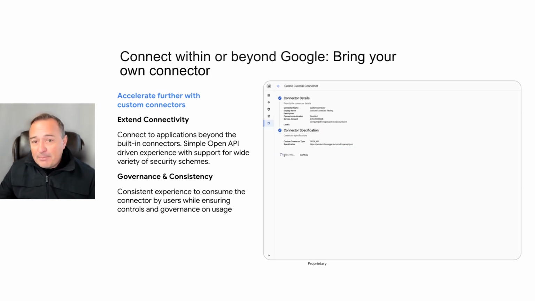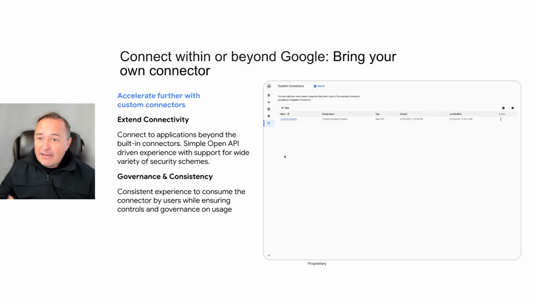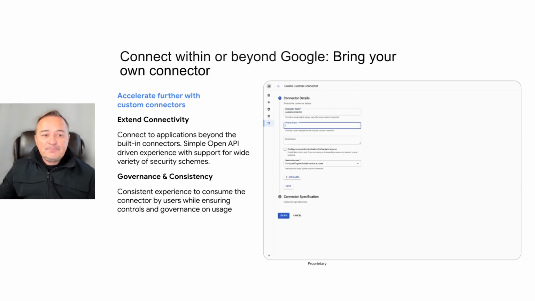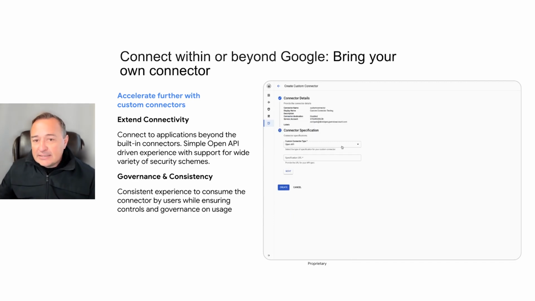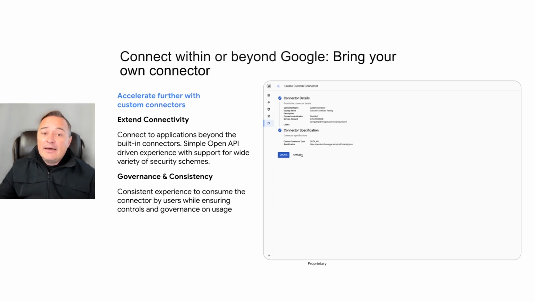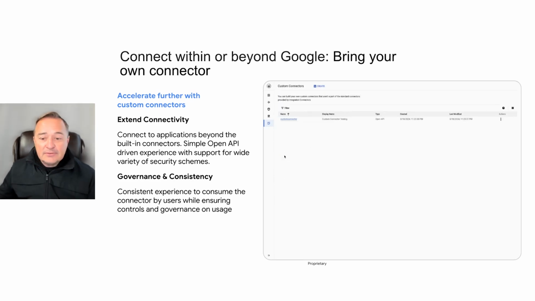Or it could be a SaaS app that we haven't created a connector for yet, but they have an open API spec. You can quickly create that connector right here. So this extends your connectivity and gives you more governance and consistency, because you now have a standard way to call that API from any integration flow that you're creating in our tool.